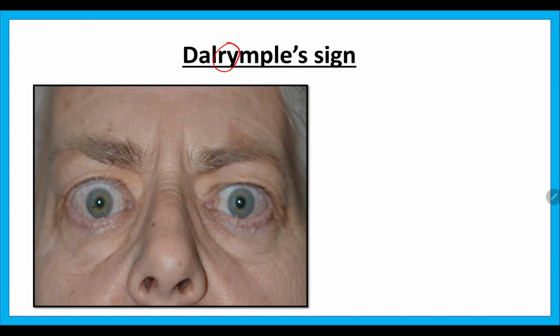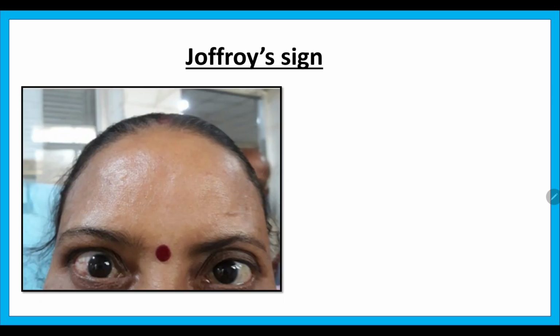Next is Dalrymple sign. Let us stick on to R-E. This R-E is similar to this R-E, so it is retraction of eyelid. Because of retraction of the eyelid, we can visualize the upper sclera. Dalrymple sign is retraction of the upper eyelid and visualization of the upper sclera.